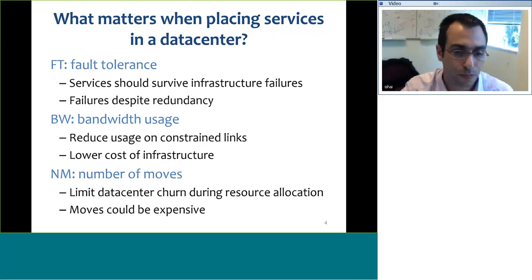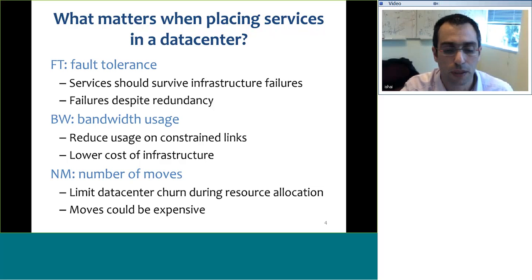A third criterion is that whatever you do, you cannot go wild with a fancy algorithm that will just create churn in the data center. You'll be moving machines from one place to the other like crazy. This is out of consideration. Whatever you do needs to be efficient in terms of the churn in the data center. This will become clear once I give a few examples.